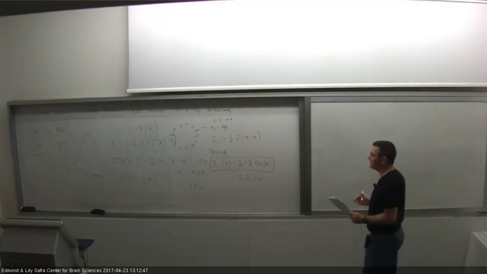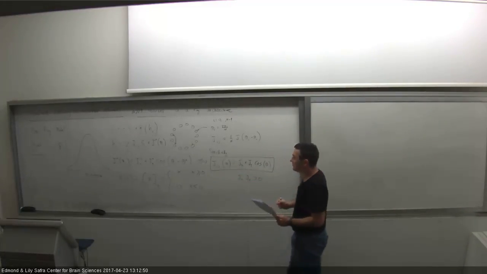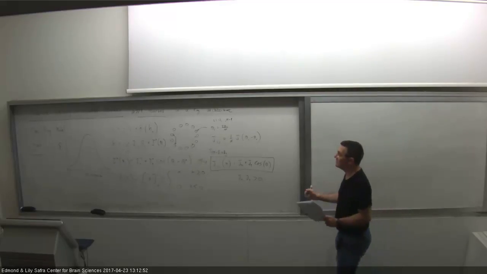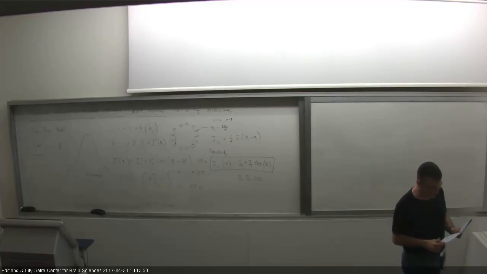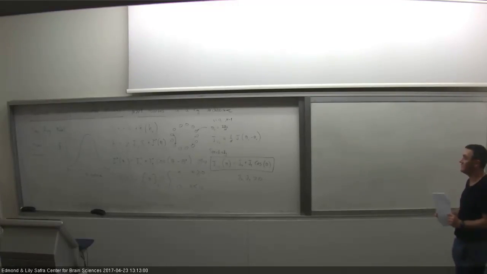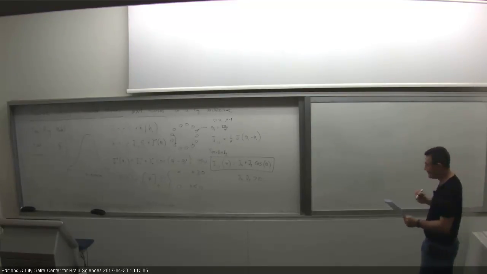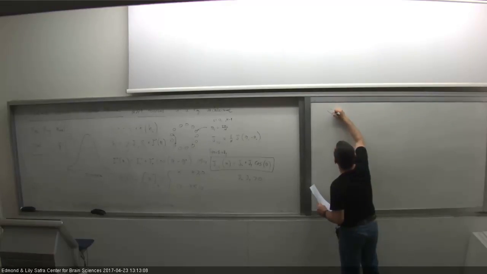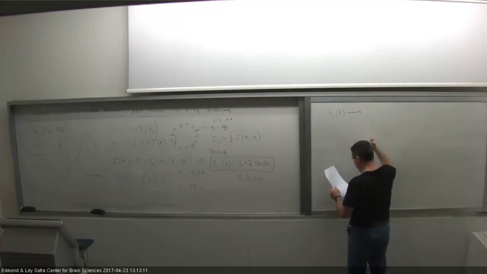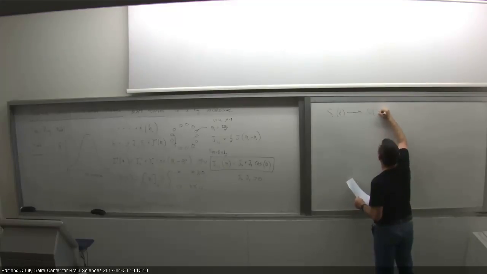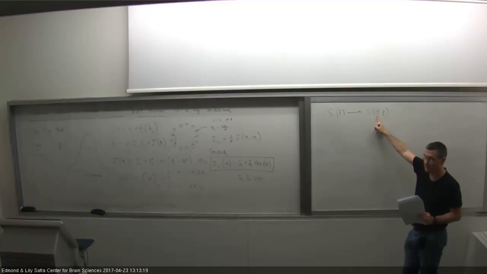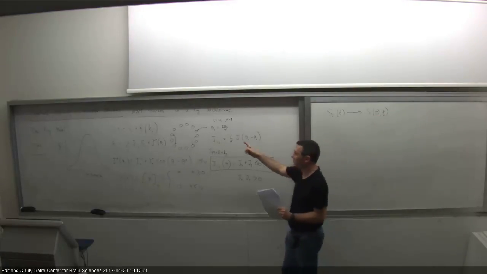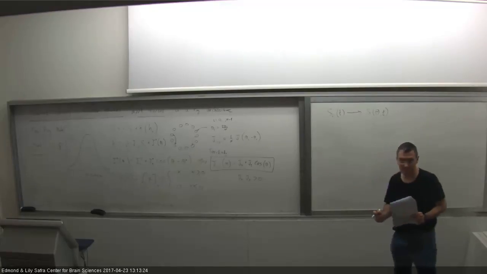So the way to solve this problem, taking the limit of a large number of neurons, is to consider the limit of an infinite number of neurons. In that case, rather than talking about the activity of a neuron i, we can talk about the activity of a neuron theta, where theta is a continuous variable. Okay?